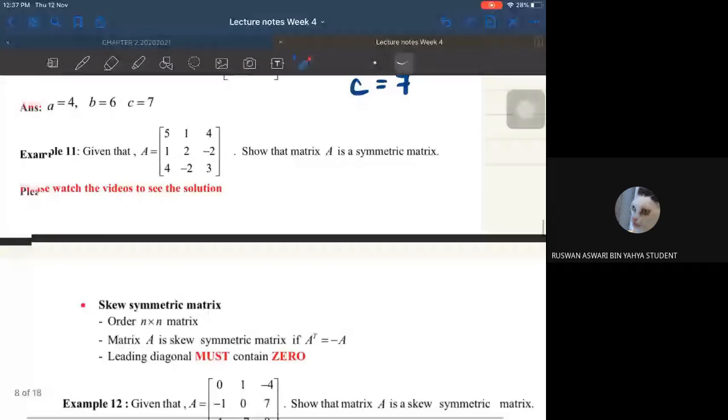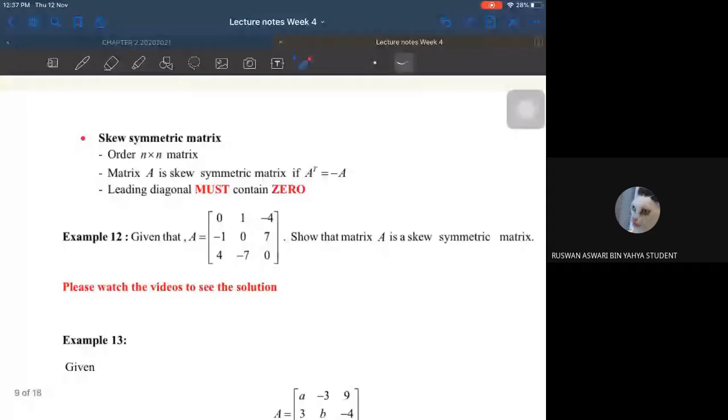Okay, the next one is skew symmetric matrix. So what is the difference between symmetric matrix and skew symmetric matrix? Kalau symmetric matrix, A is equal to A transpose. Kalau skew symmetric matrix, negative A is equal to A transpose. And syarat tambahan dia, diagonal must be 0. Tu syarat tambahan dia. Okay, kalau skew symmetric, dia ada 3 condition. First, mesti square matrix, which is n by n. Second, negative A is equal to A transpose. And the last one, the diagonal must be 0.